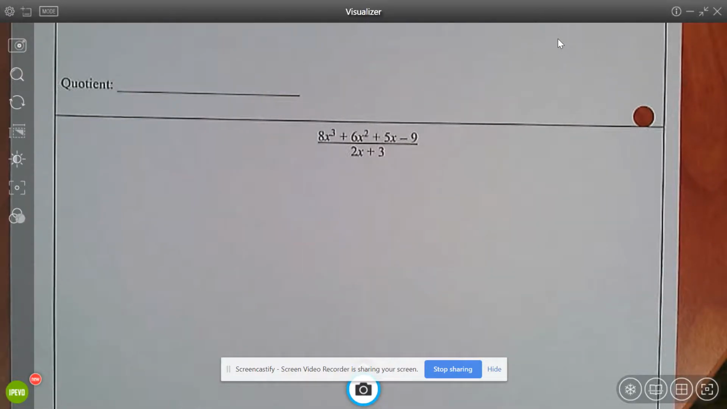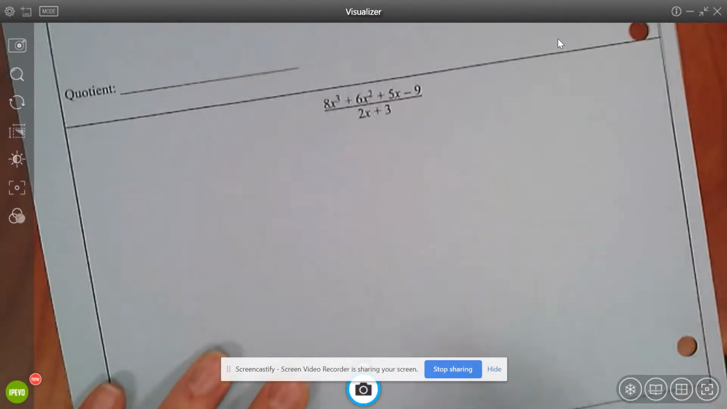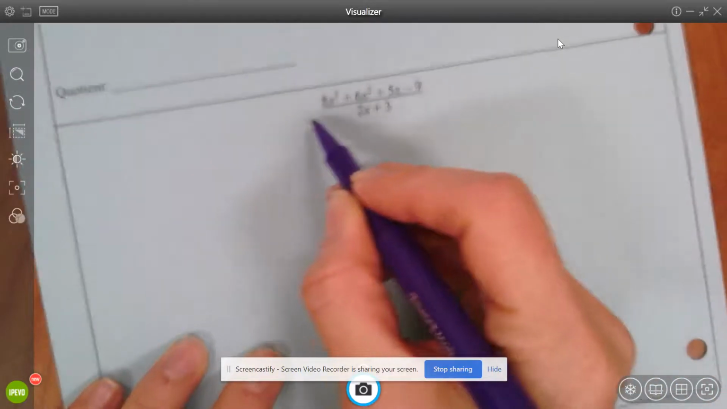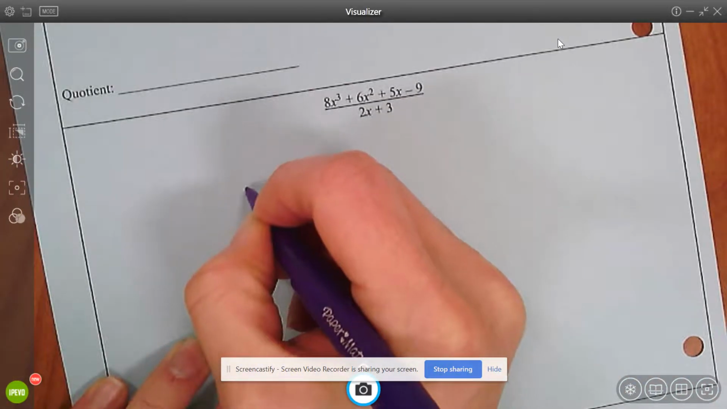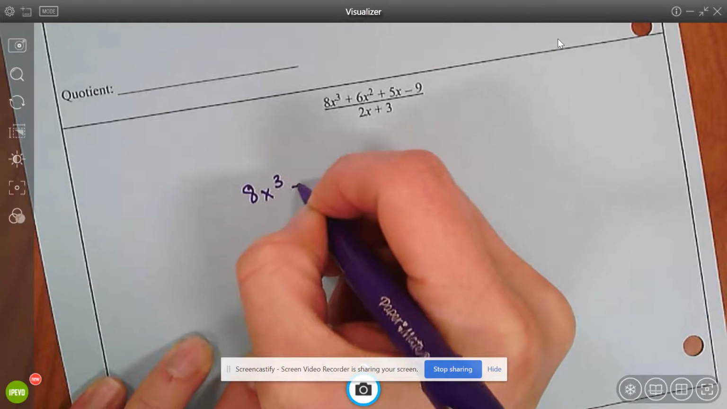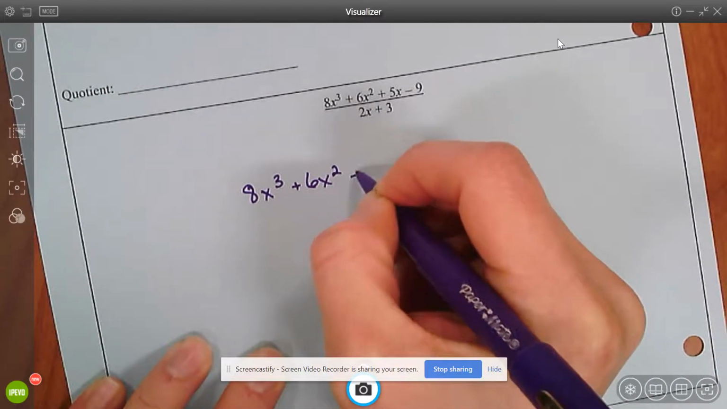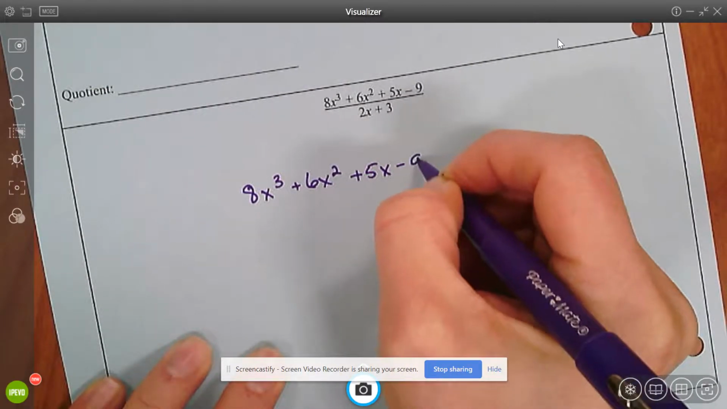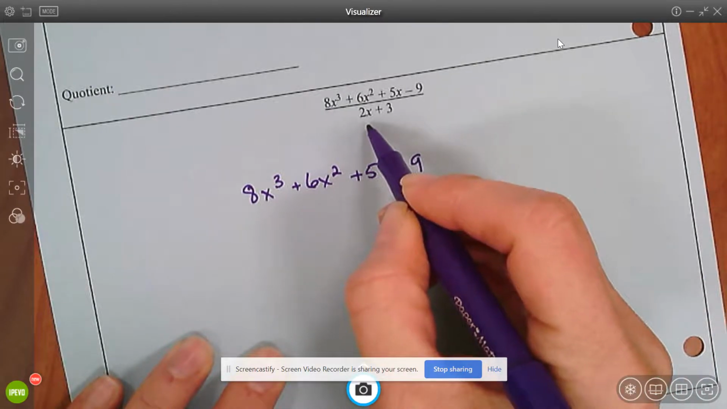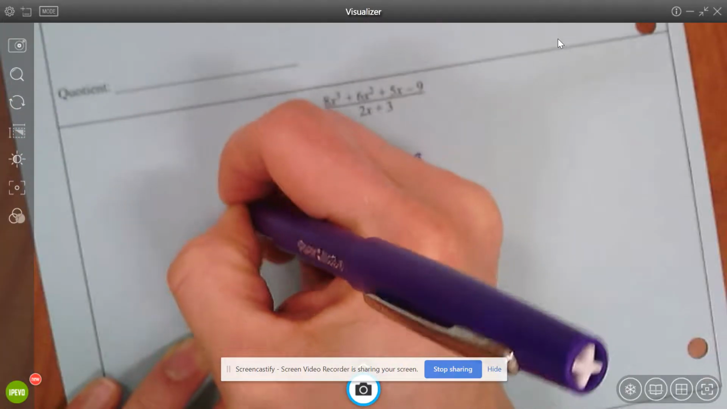As I've mentioned in class, there are various ways to perform long division to polynomials. This video is going to demonstrate how to use long division to divide a polynomial. So the first thing I'm going to do is write my dividend out, which is 8x cubed plus 6x squared plus 5x minus 9. And I'm dividing by 2x plus 3. So I'm going to put that over here.